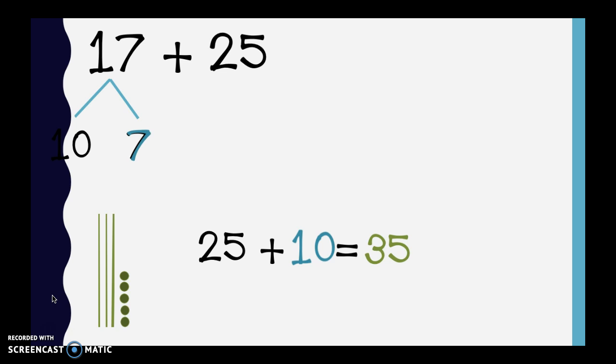Okay, next steps. What do we need to do next? You've got it. We need to add in the other part of 17. So go ahead and write plus, and then the other part would be 7.